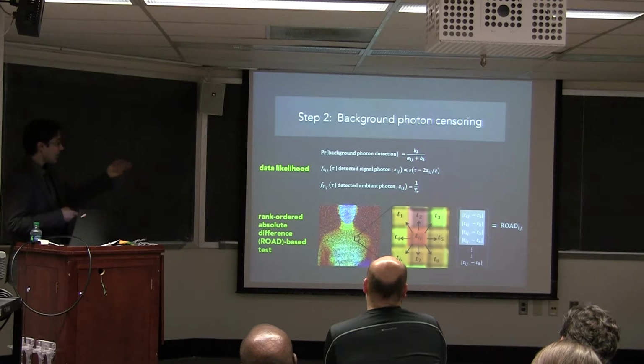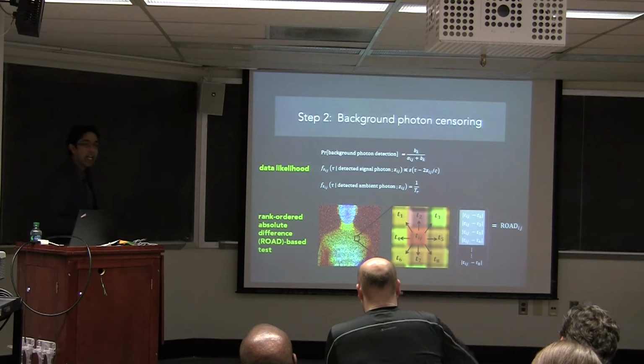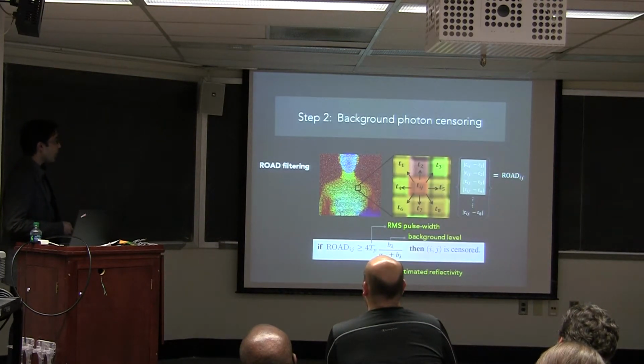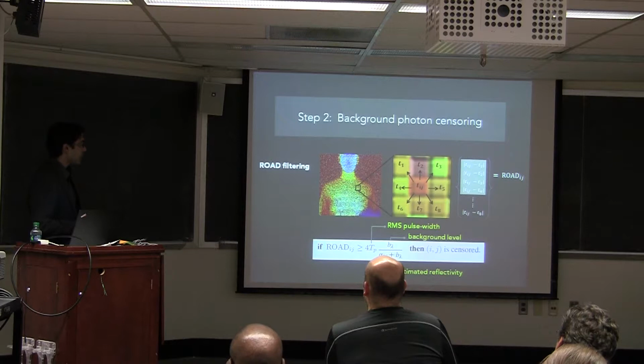If that number, the ROAD test statistic, is very large, on the other hand, probably the detection event at this patch Ij is due to noise. So we use this test statistic to censor the noise. And a principled good choice for the threshold in this test depends on the reflectivity estimate that came from step 1. So we're really getting a benefit from step 1 in step 2 here.